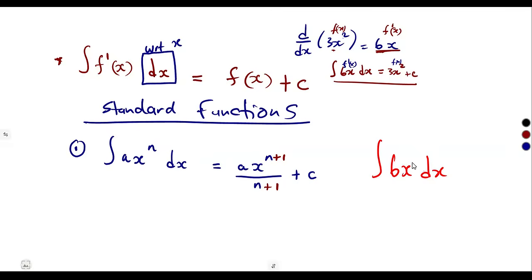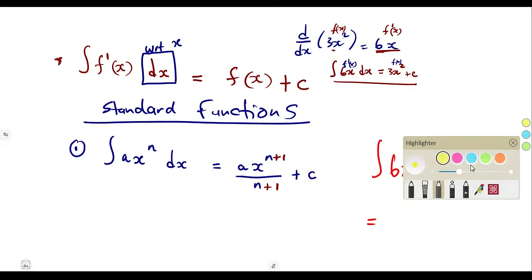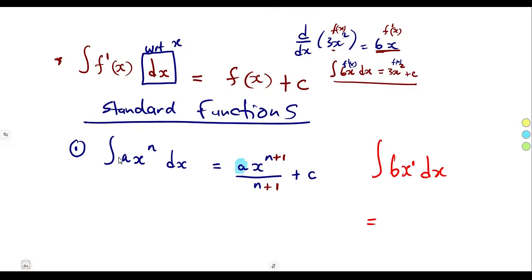So this is what we have. Originally, this is 6x to the exponent of 1. We need to see the exponent. Originally, it is like this. So if we were to integrate, we were going to get what? The formula is saying that we are going to have 6x. A is the constant. It is not changing. It is the same as our 6.